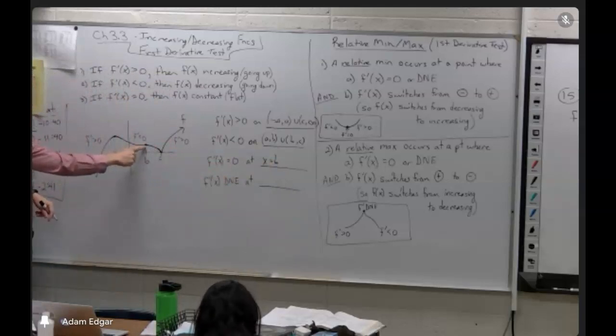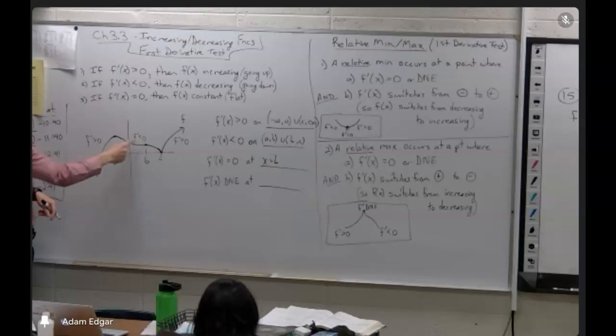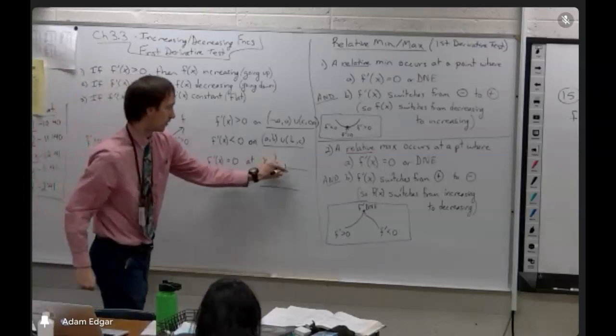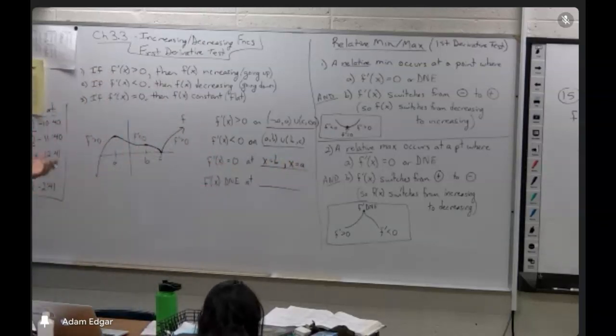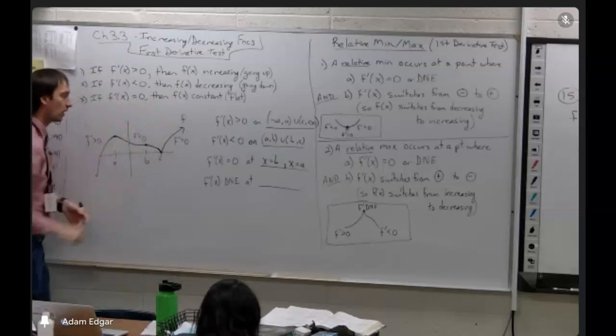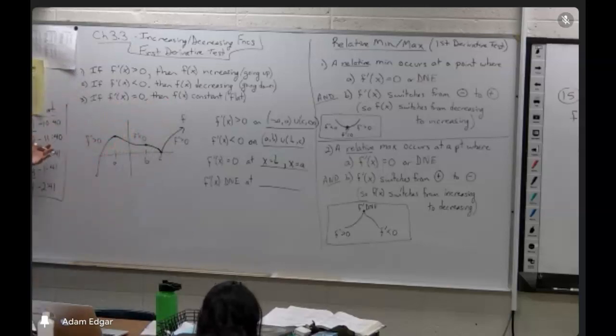Where else does the curve flatten out? At A. So that's another place where the derivative is 0. So the derivative is 0 anytime the curve flattens out. And where's the derivative undefined? That's C, because of the sharp turn.